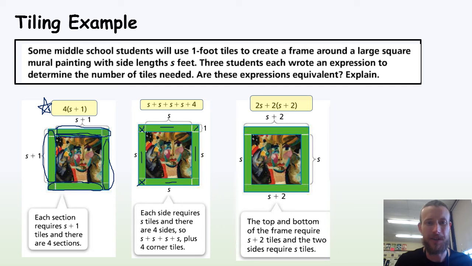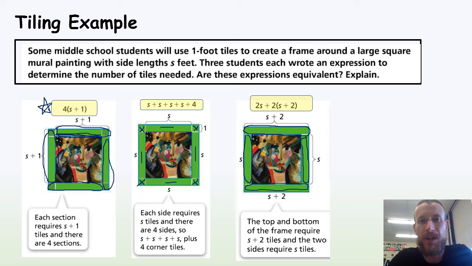The third student is saying that the top and the bottom of the frame could be thought of as s plus 2 and could be a longer rectangle that includes the 2 corners. And then, since we've already counted the corners, the other 2 sides could be thought of as just the interior distance of the painting, which are s. So 2 times s plus 2, the top and the bottom, and 2 times s.